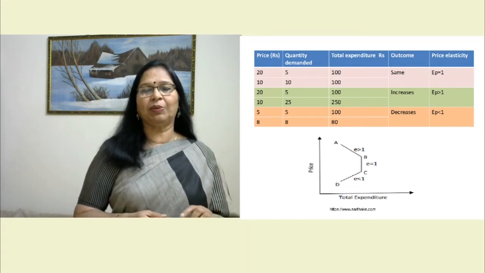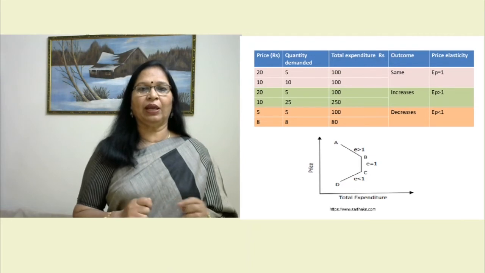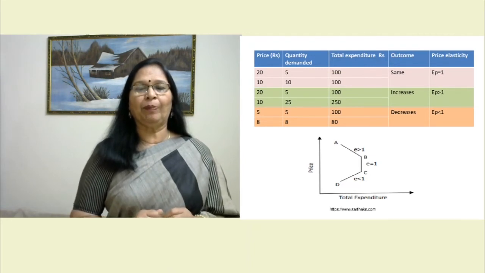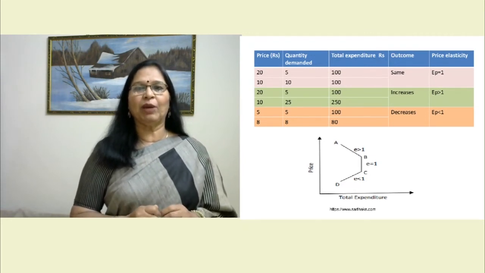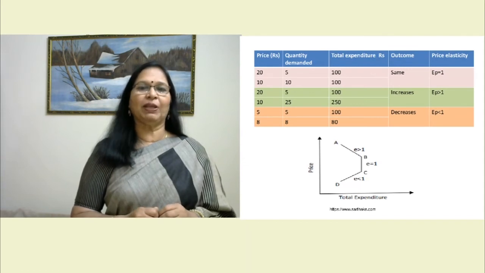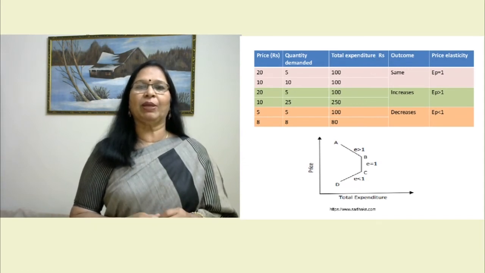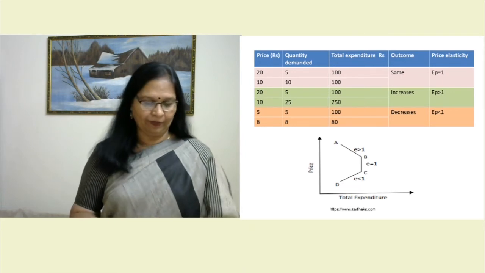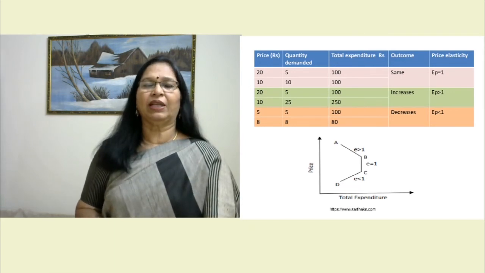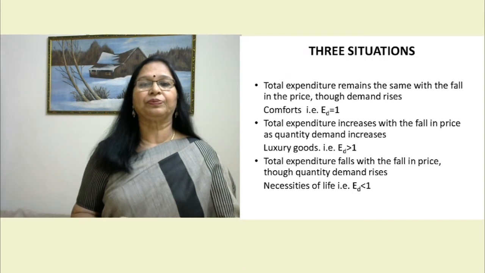I have colored them separately for you so that you can recognize these different bands of prices, and with each band of price you can see whether the total expenditure of the family has increased, remained the same, or has decreased. We can see the explanation in the second. So there are three possible outcomes of that.